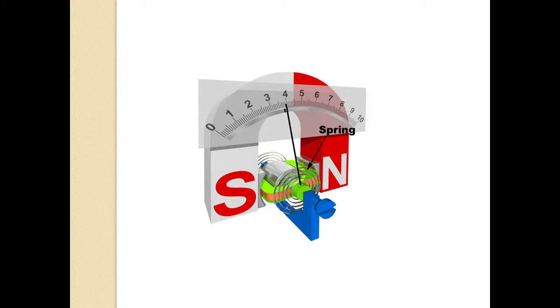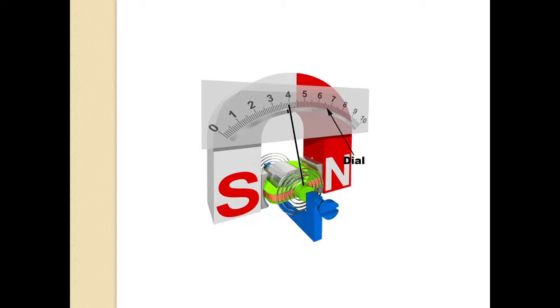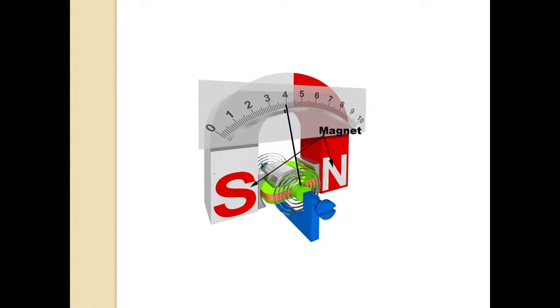Next, you can see the spring clearly. This is the spring of this permanent magnet moving coil instrument, and this is the dial, or scale, from which we will take the readings. And this is the South Pole and this is the North Pole. They are our permanent magnets.